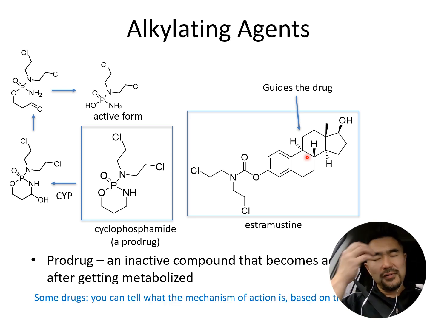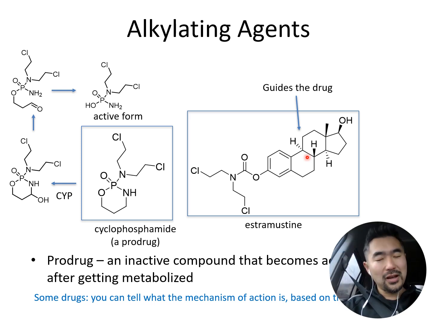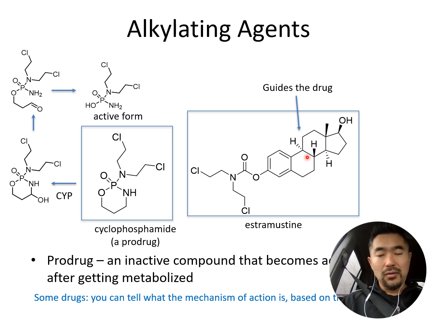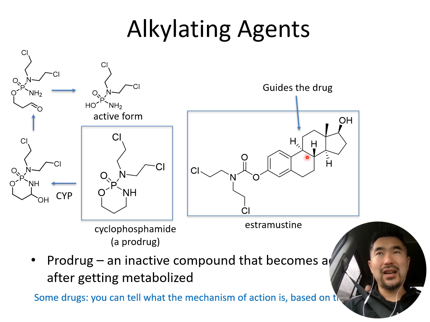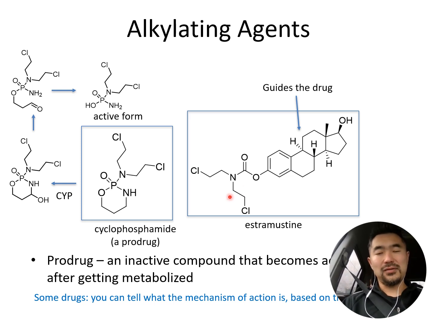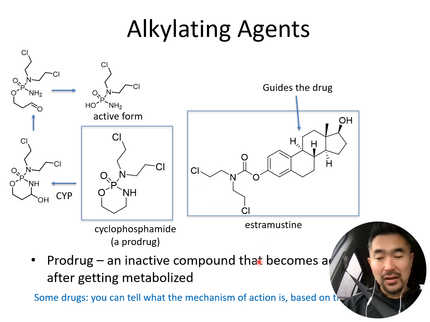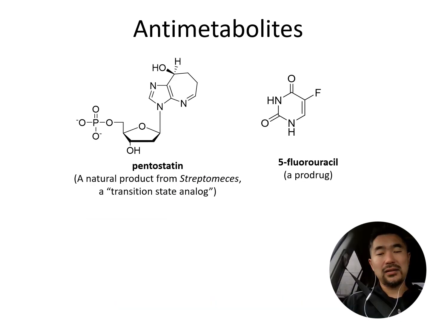So one of the goals for this unit, or for this pharmaceutical chemistry part of the chapter, is that for some of the drugs you can kind of tell what the mechanism of action is based on the structure. And for those compounds especially, I want you to be able to make an educated guess, not just a guess, about what the mechanism of action is based on the structure. Like, for instance, if you saw estramustine, you could tell that it's a nitrogen mustard alkylating agent.